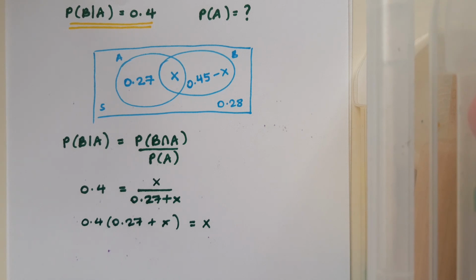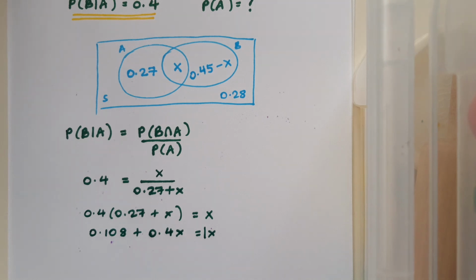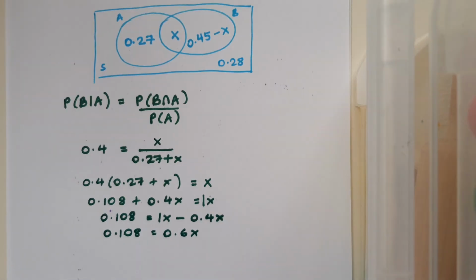So I'm going to multiply the 0.4 by the denominator, which is going to give me 0.108 plus 0.4x equals x. Don't forget this x over here is a 1x. And then, just like usual, I'll get the constants on one side, the x terms on the other side, and I'll solve for x. And then I'll divide by 0.6 to get the value for x, which is 0.18.